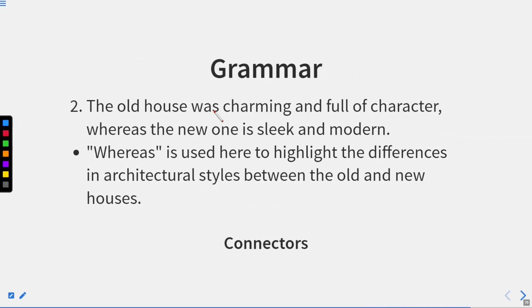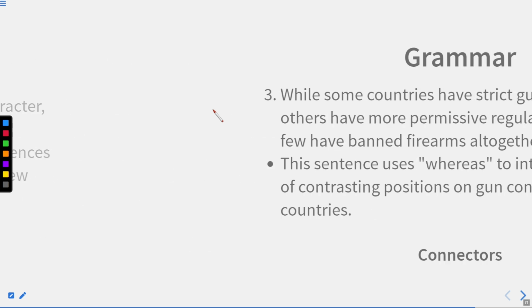The old house was charming and full of character, whereas the new one is sleek and modern. Whereas is used here to highlight the differences in architectural styles between the old and the new houses.